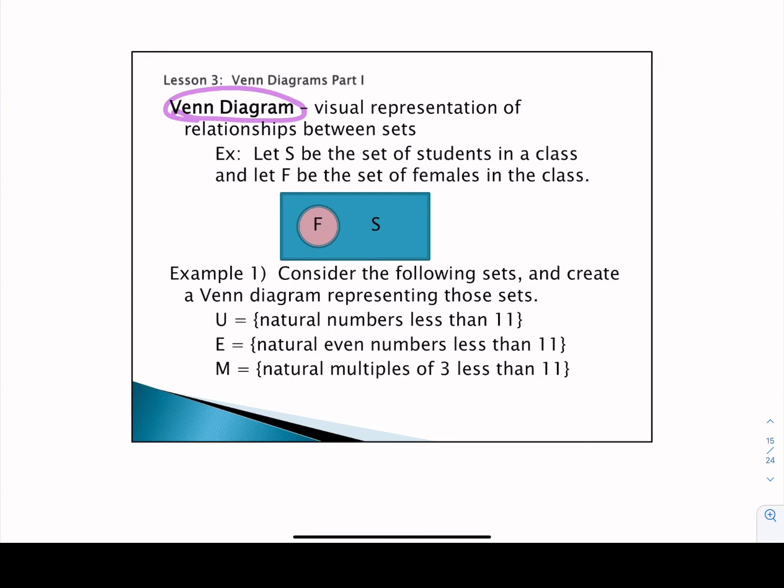It says let S, so capital S, is the set of students in a specific class. If that's true, then we're going to let capital F be the set of those students who identify as females in the class. So those females are a subset of all of the students in our group or in a classroom. So we want to show you how sometimes these circles can overlap, sometimes these circles are going to be separate. It really just depends on the situation that we're given. So we're going to take a look at our first example and play around with how to draw these Venn diagrams properly.